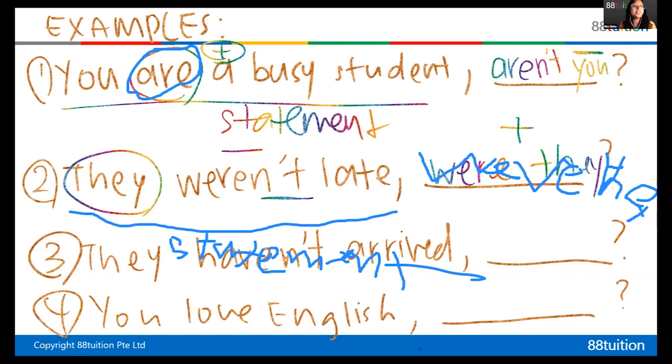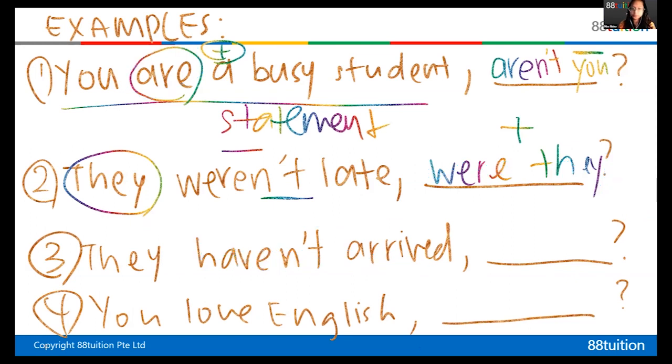They haven't arrived. Negative or positive? Negative, positive, negative. Yes, can you tell me why? Why is it negative? Because there's a T. Because what it's missing is a not, right? This is a short form for have not, right? So because there's a not here, you know it's negative. Very good. So what's the answer?